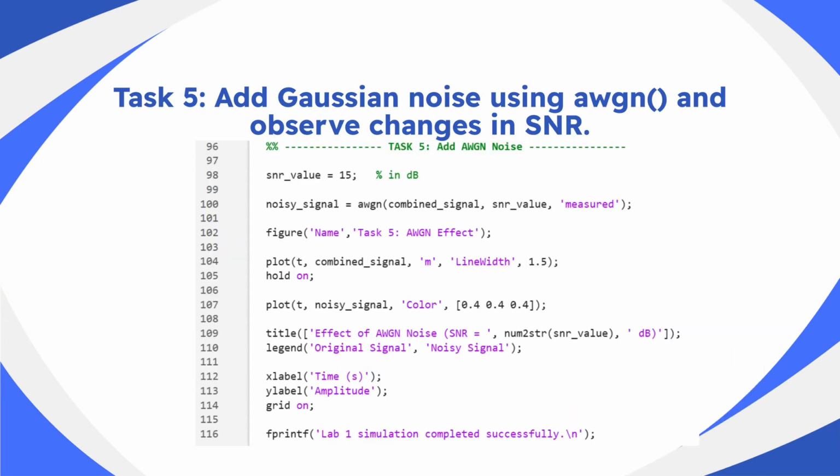Slide 10. Adding AWGN noise. For task 5, we added additive white Gaussian noise, or AWGN, to the combined signal. The signal-to-noise ratio, or SNR, was set to 15 decibels. AWGN is commonly used to simulate real communication channel noise. This allows us to study how noise affects signal quality during transmission.